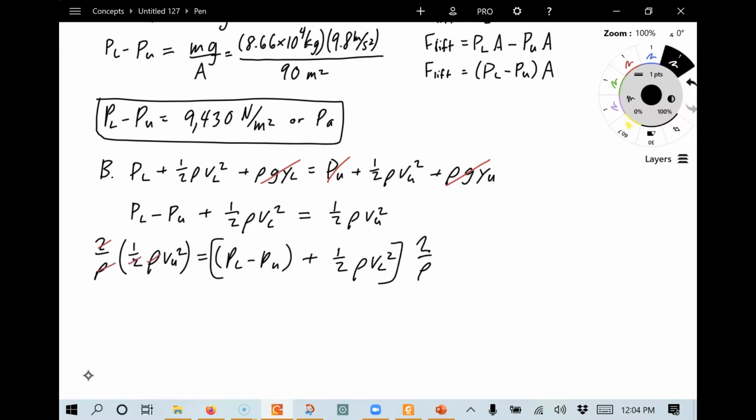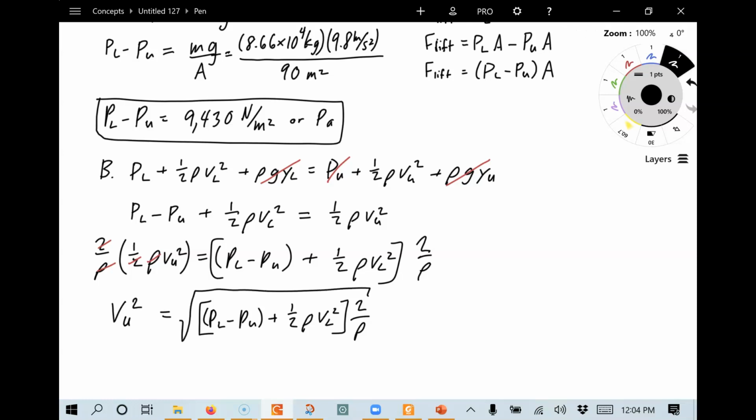We'll get V upper squared is equal to the whole quantity, PL minus PU, plus 1/2 rho VL squared multiplied by 2 divided by rho. And finally, we're going to take the square root of this whole thing here. So we can square root this, and we're left with VU, exactly what we want to calculate, right?